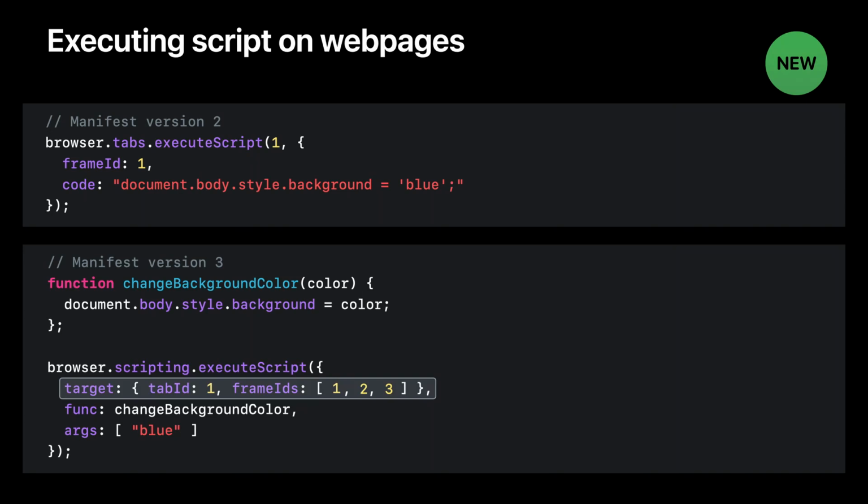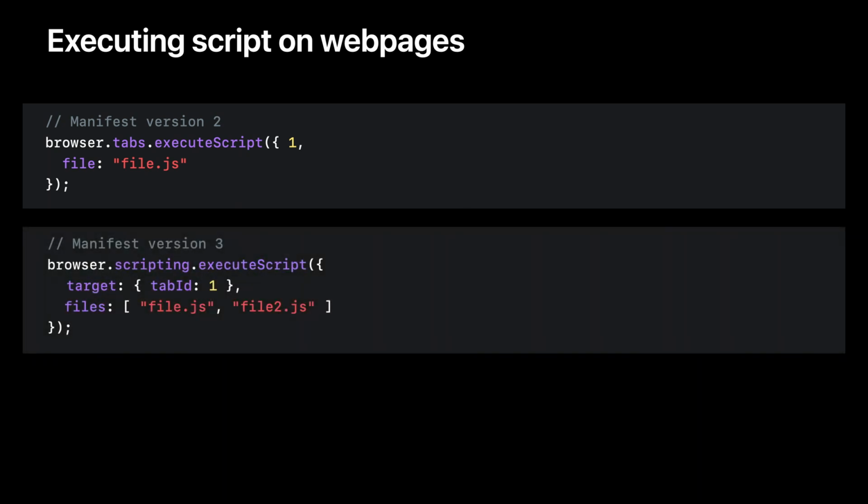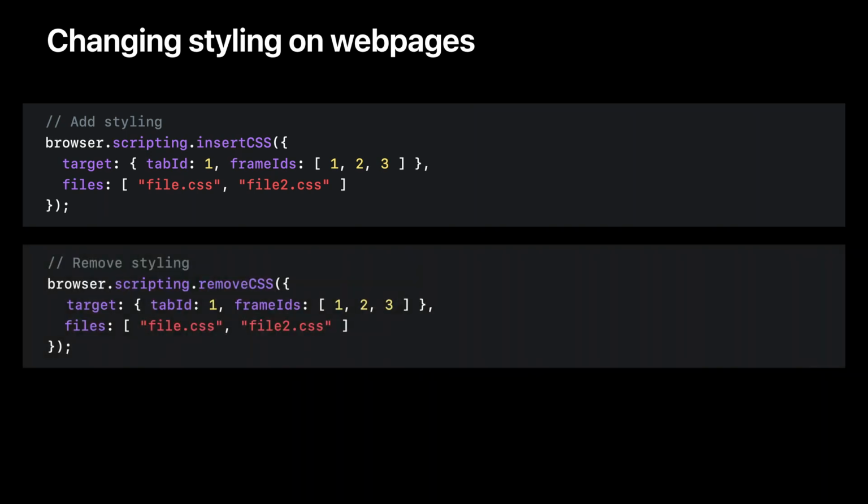But let's say I have a lot more code and it would look much cleaner if I could contain it in multiple files. In the Tabs.ExecuteScript API, I can only specify one file. But in Scripting.ExecuteScript, I can specify multiple files. Similarly, the same could be done for Insert CSS, where you can inject styling on a web page, and the same for Remove CSS, where you can remove injected styling from a web page. These APIs are available to use in both Manifest versions 2 and 3. However, the Tabs.ExecuteScript APIs are not available in version 3.